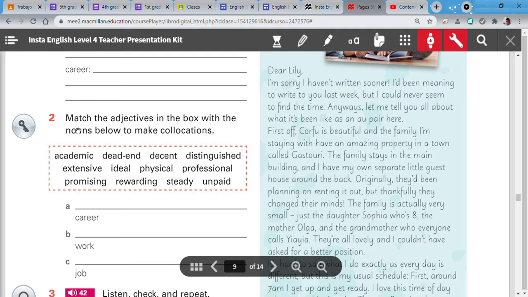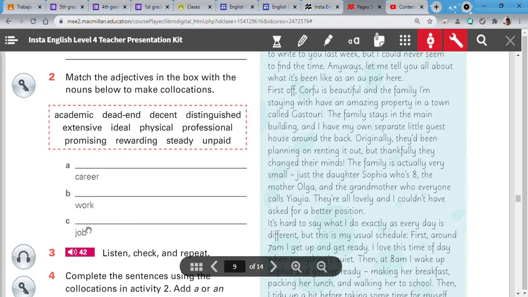In activity number 2, we're going to match the adjectives in the box with the nouns below to make collocations. Okay, so the idea is to use the adjectives in the box with the nouns career, work, and job. So first of all, listen and repeat after me.